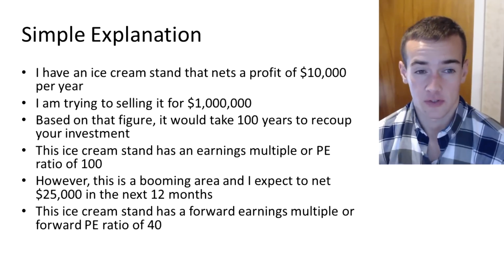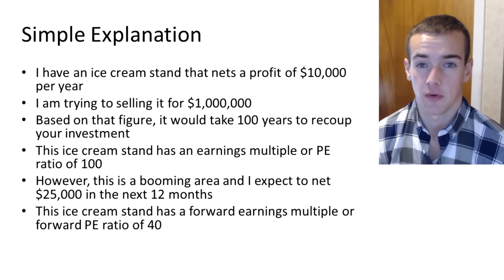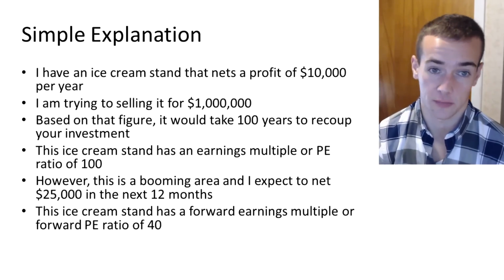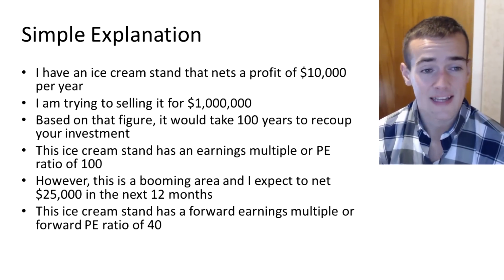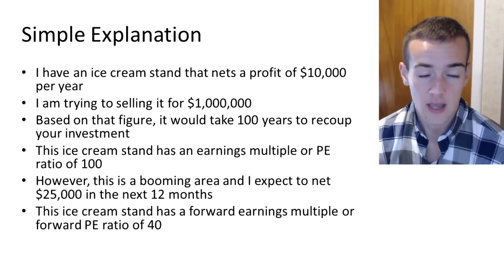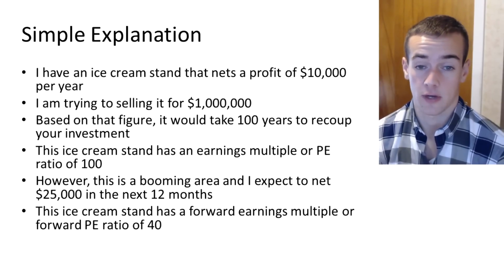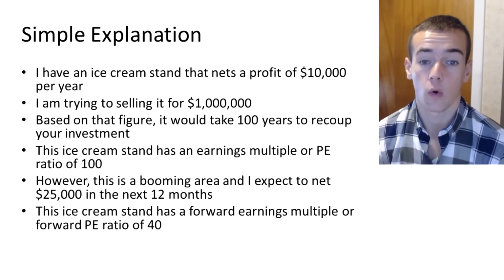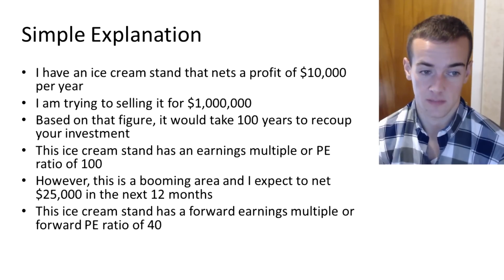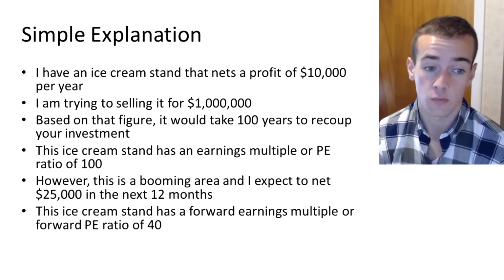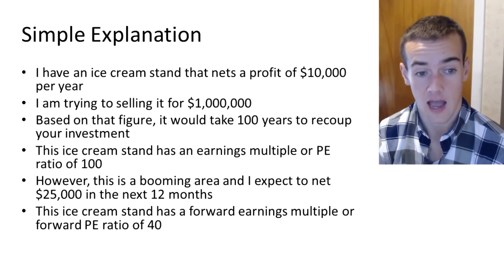So I know what we've covered so far with the PE and the PEG ratio might be a little confusing, so I want to give you guys a simple explanation of what I'm talking about here. Let's say I have an ice cream stand that nets a profit of $10,000 per year, and I'm trying to sell it for a list price of $1 million. Based on that figure, it would take 100 years to recoup your investment, and this ice cream stand has an earnings multiple, or a PE ratio, of 100, which is very high.